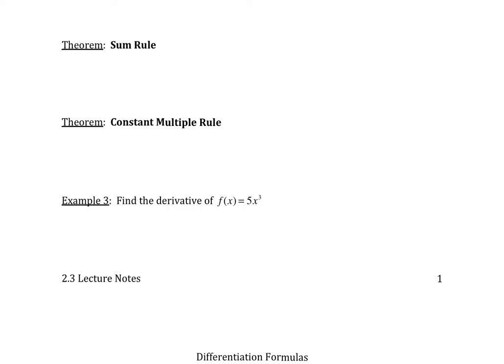Let's take a look at the sum rule. So let's say I have the sum of two functions, f plus g of x, and I want to find the derivative of it. The way that I calculate that derivative is I'm going to take the derivative of the first function and then add what I get when I take the derivative of the second function.